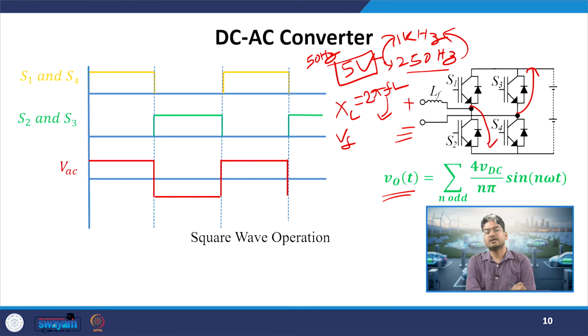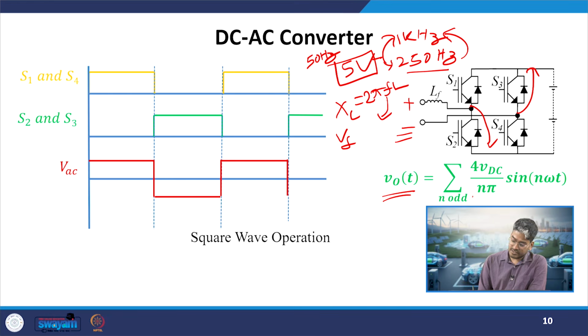I will see that my load itself will have sufficient capacity to oppose any harmonic current, or there will be no requirement of an additional filter in the circuit. Okay. So, this is the basic principle why we wanted to shift our dominant harmonic to a higher end side.